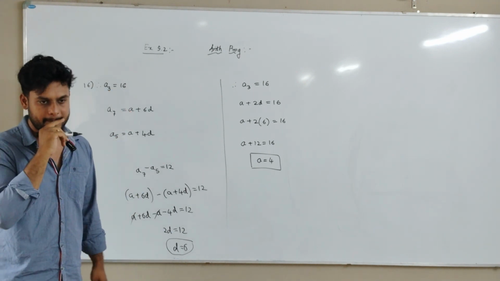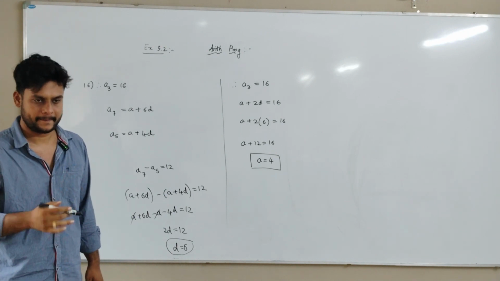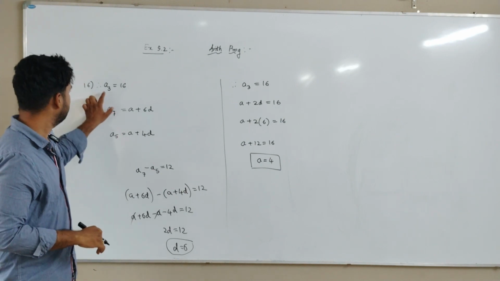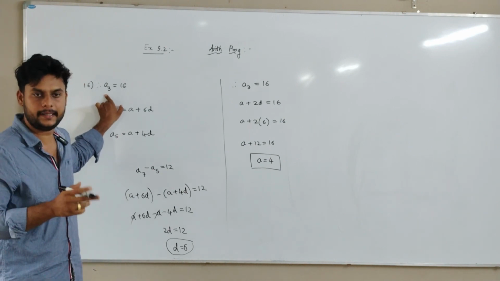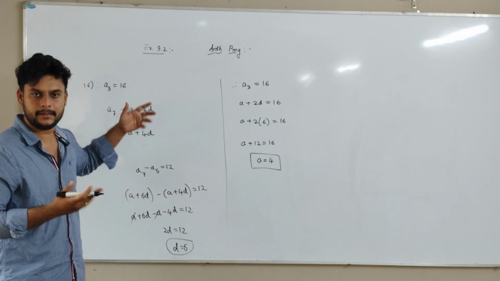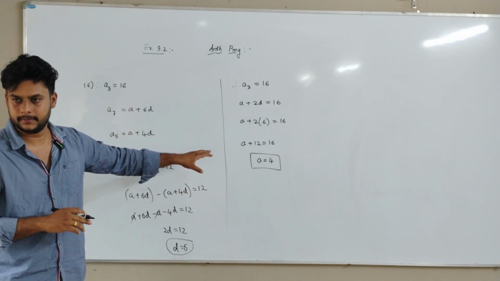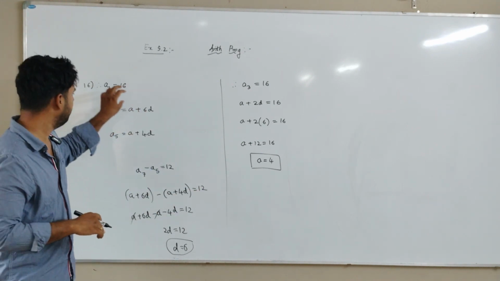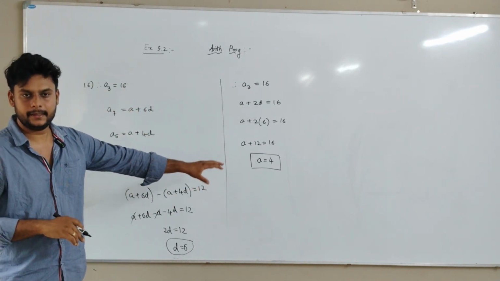Read the question once again. Determine the AP whose third term is 16. Correct. Whose third term is 16. Why did he give that? So that I can put that D value here. If he had not given it, we could not do the sum. So first I found out D. Next, if I implement there, I will get A. Now I have A, I have D.